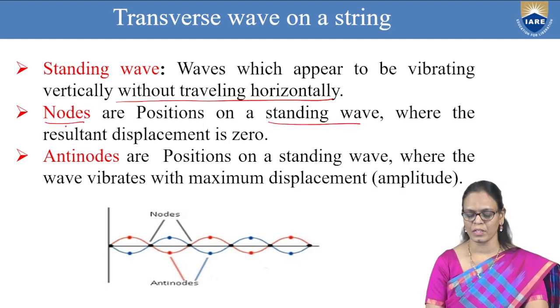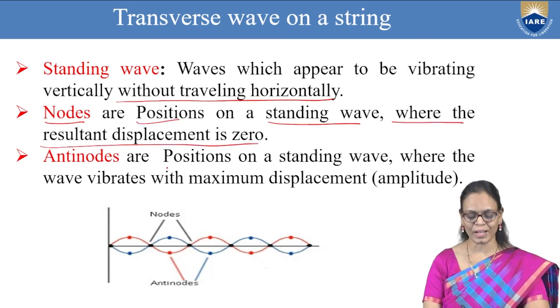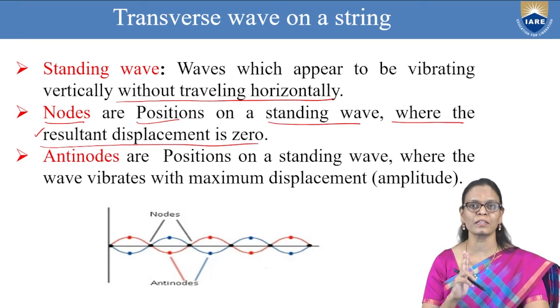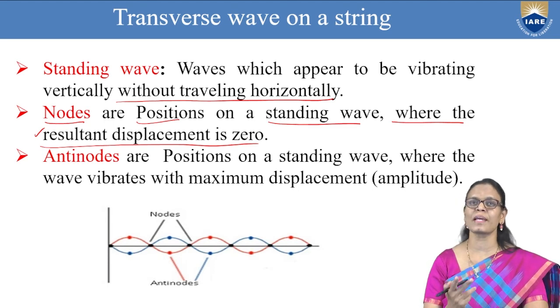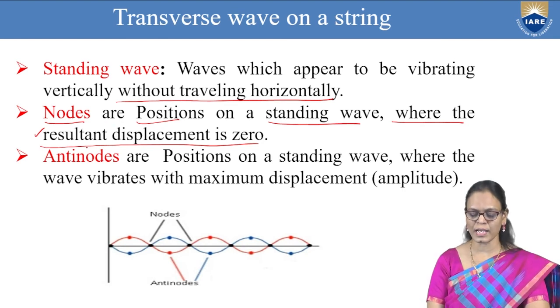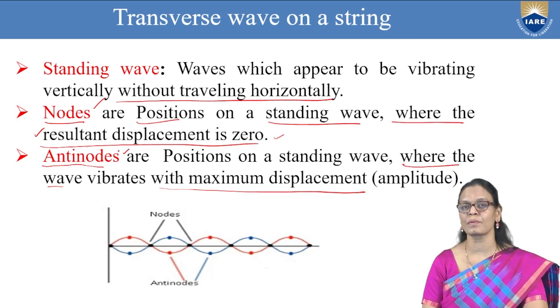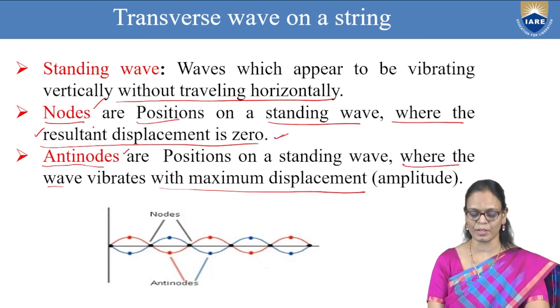What are nodes? They are the positions where the resultant displacement is zero. Why are we talking in terms of resultant displacement? Here we have two waves which are traveling in the opposite direction. Of course, they are of the same amplitude and frequency. So the positions where the resultant displacement is zero, we call nodes. And antinodes are positions where the resultant displacement is maximum. Where the displacement is maximum, you call them antinodes. Where the displacement is zero, we call them nodes.